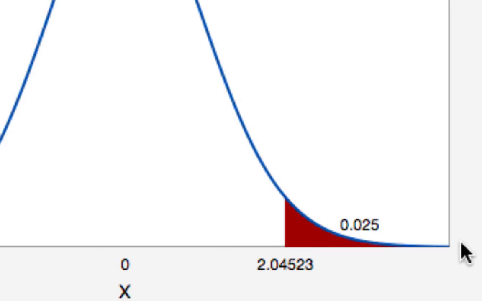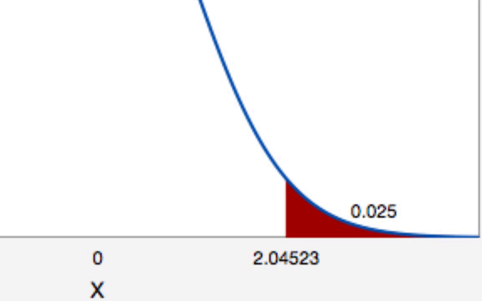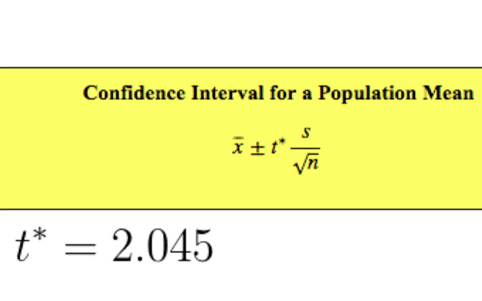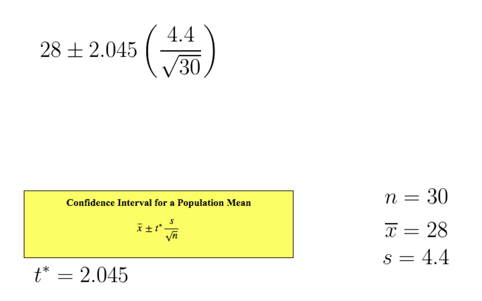Our t multiplier is 2.04523. We can go back to our formula to plug this value in for the t multiplier. Our sample mean plus or minus the t multiplier that we just found times the standard error, which is equal to the sample standard deviation divided by the square root of n, gives us 28 plus or minus 2.045 times 4.4 divided by the square root of 30.